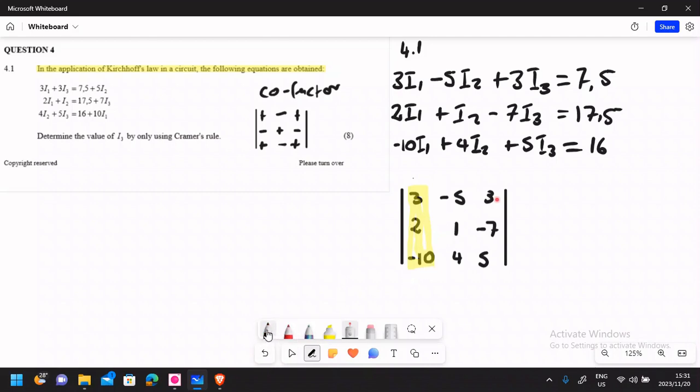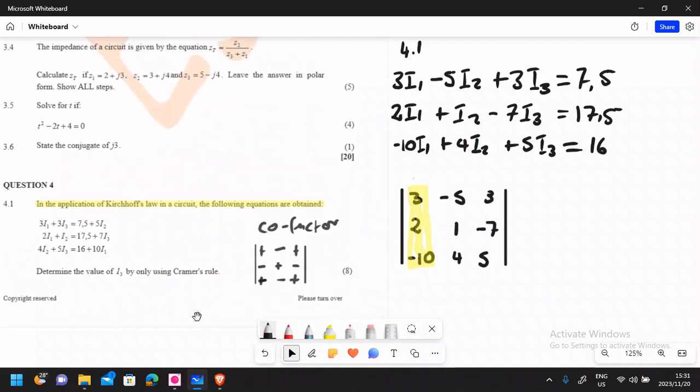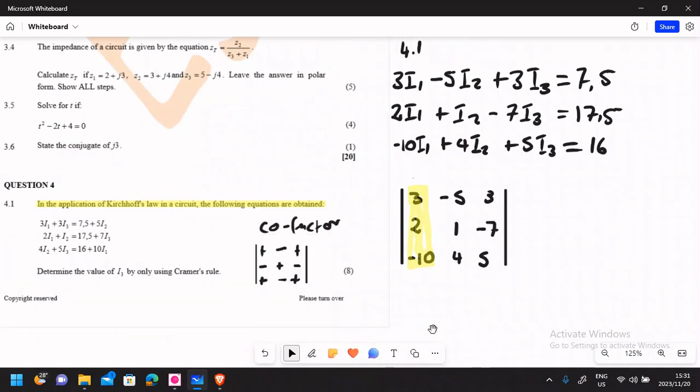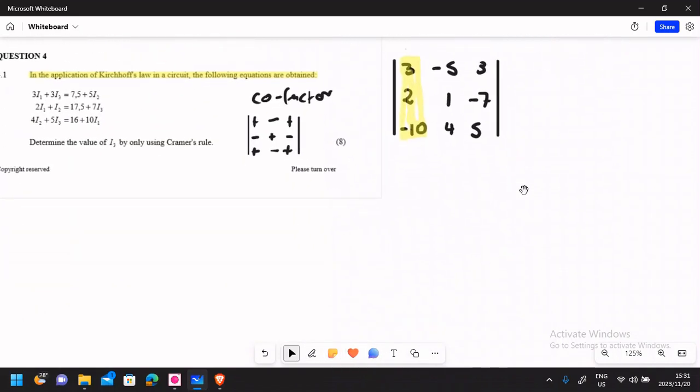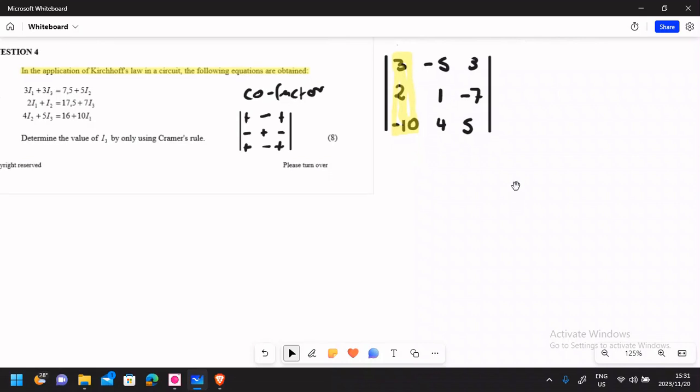So let's do it. Let me just scroll this down. We're going to need more space, guys. Okay, for now this is what you're going to need. So when the minor is 3, start by finding the determinant. You're going to need this space here.